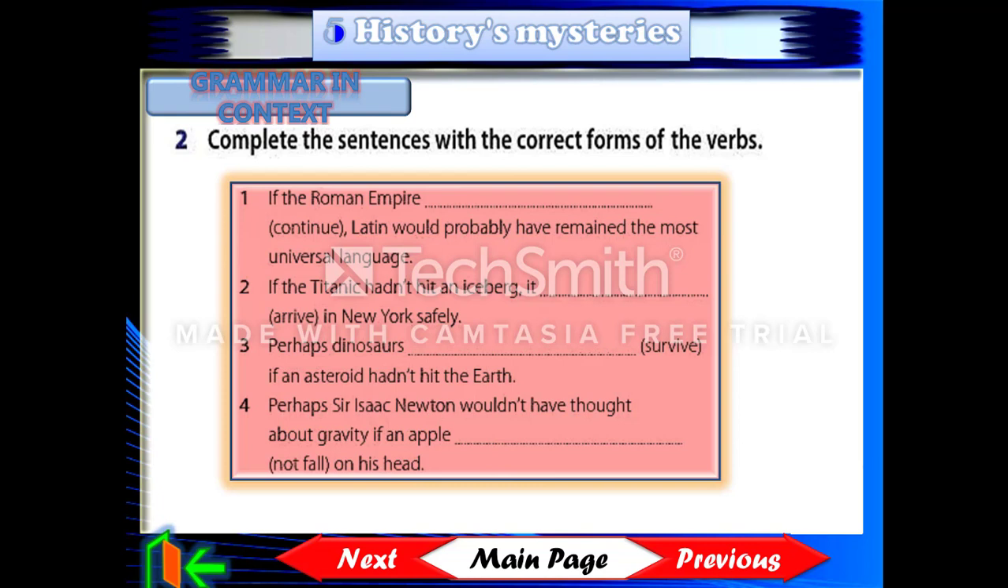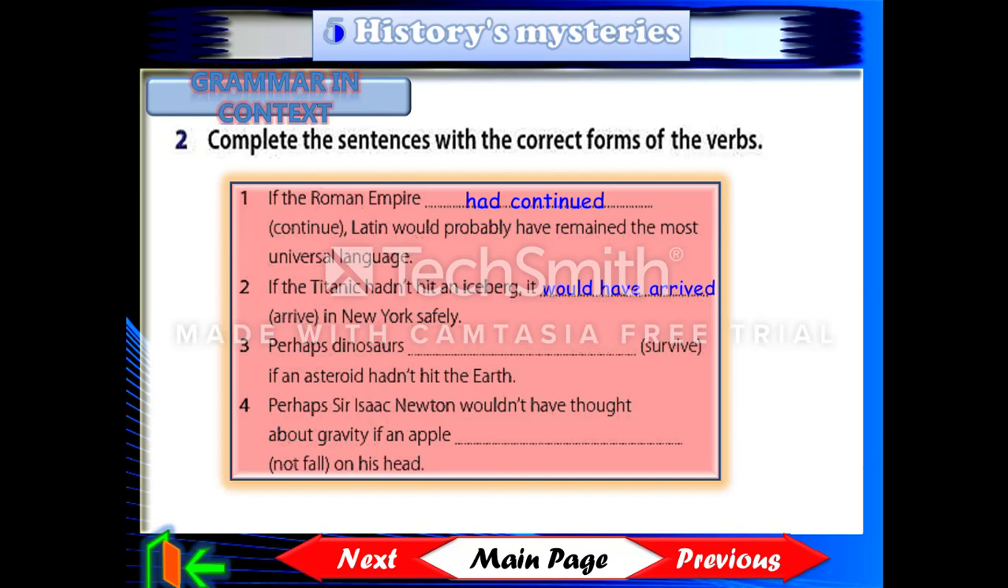Complete the sentences with the correct forms of the verb. If the Roman Empire had continued, Latin would probably have remained the most universal language. If the Titanic hadn't hit an iceberg, it would have arrived in New York safely.